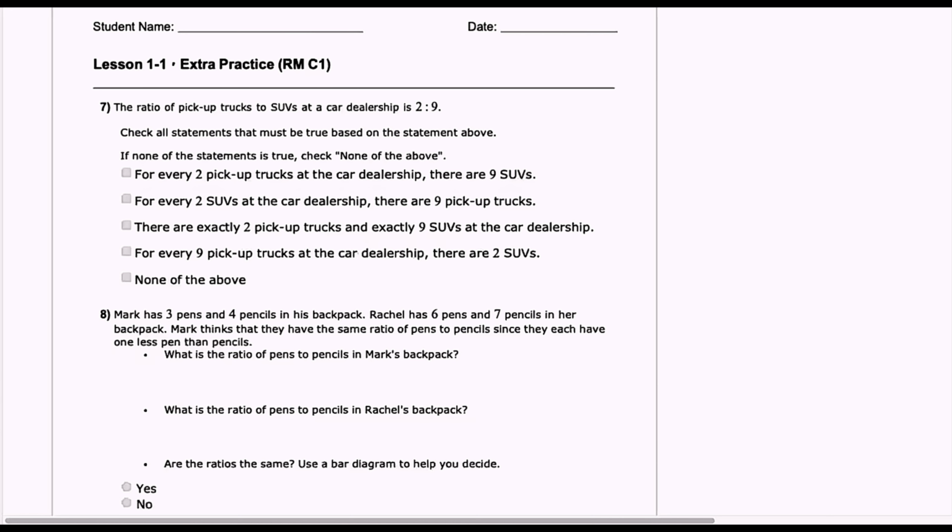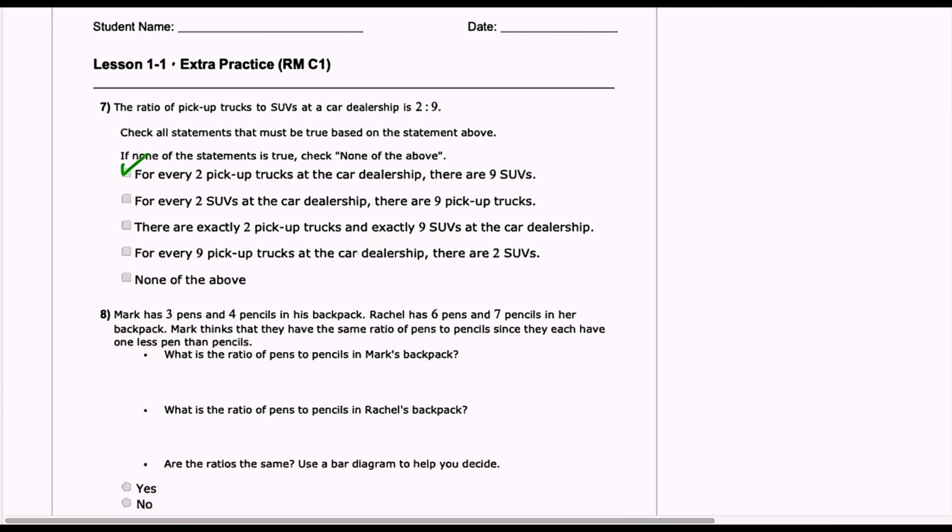If you check the order here, the order is very important to look at. The order of the quantities we have in the ratio is mandatory. You have to check it. First he is comparing pickup to SUVs, meaning 2 belongs to pickup and 9 belongs to SUVs. Then if you check here, 2 pickup, 9 SUVs. That means the first statement is true. For every 2 SUVs at the car dealership, he changed here the quantities. That means this one is not right.